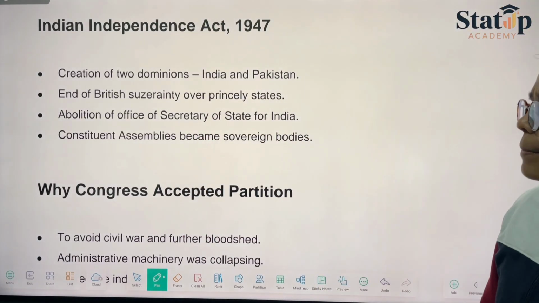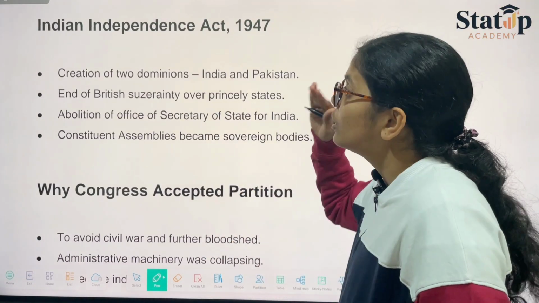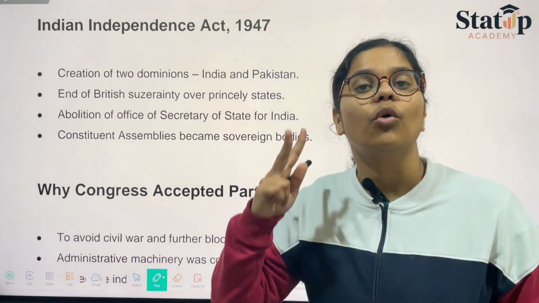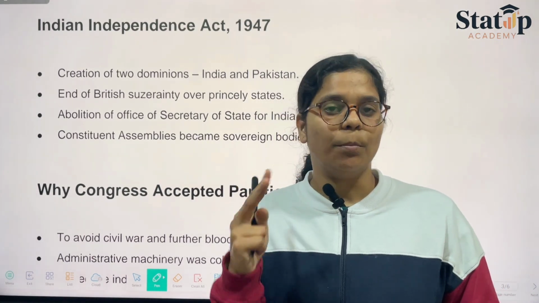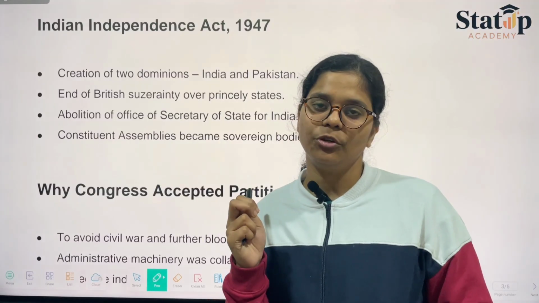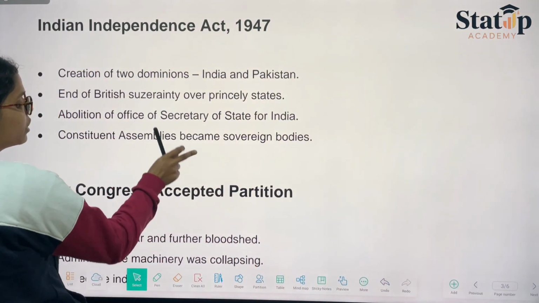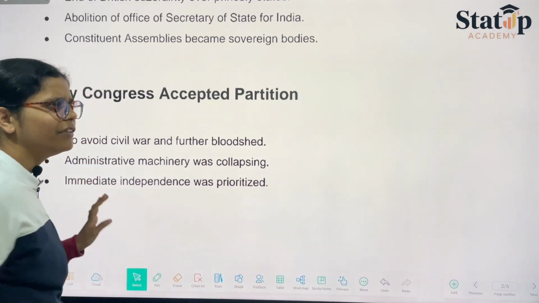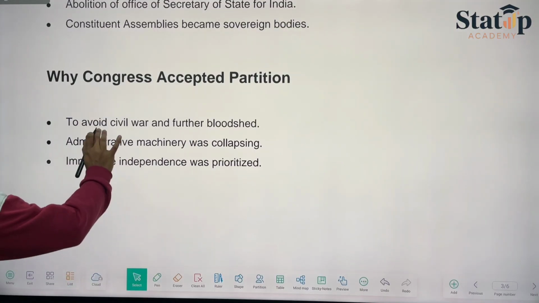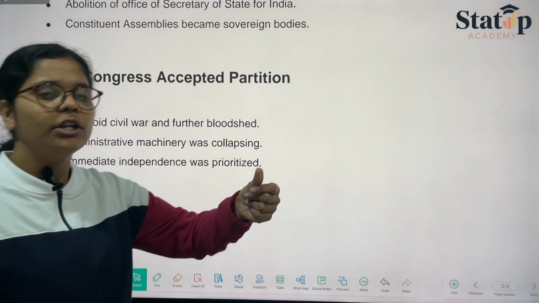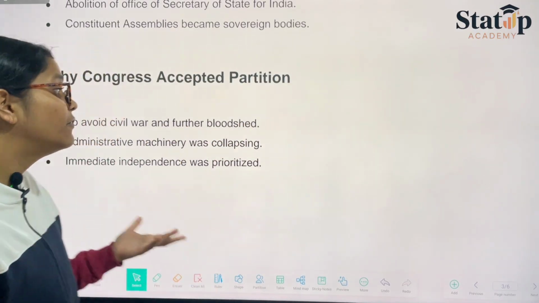Then why did Congress accept the partition? Partition was accepted by the Congress because all these things were going on during World War II. For your information, World War One and World War Two both were won by the British. Now, there was a reason for the Indian Congress to accept the partition. We never wanted to accept the partition, but we did accept it. Why? In order to avoid civil war. Civil war refers to people inside the community fighting.